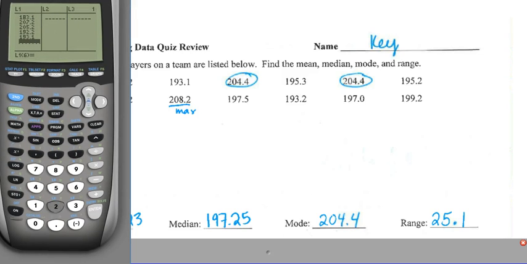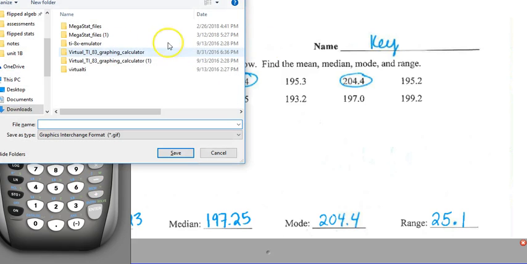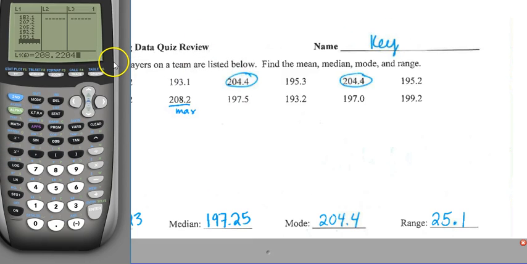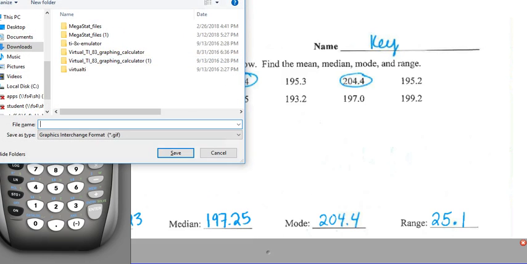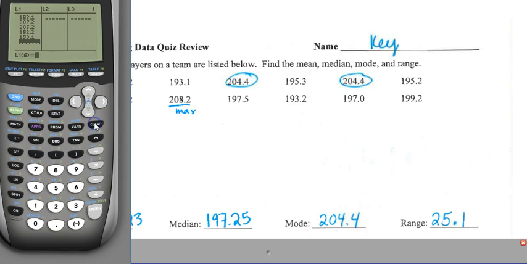193.1, 208.2, 204.4. Whoops, what happened? Let's see what happened. Oh, that's why. I made an error. Okay. Really don't know what's happening. Okay, let's try this again. Let's just clear that. So 193.1, let's go back and put in 208.2, 204.4. I forgot to hit enter after that one number.